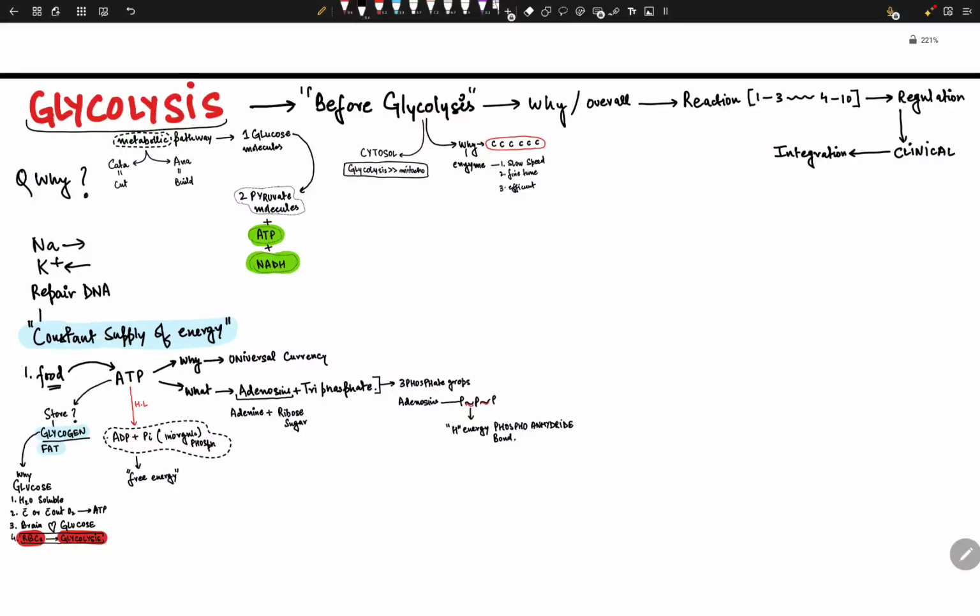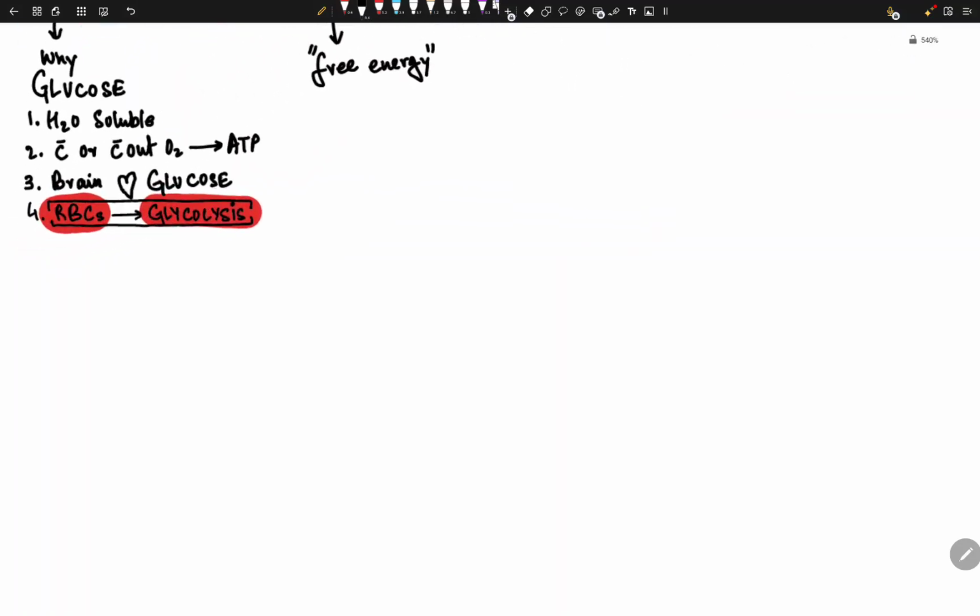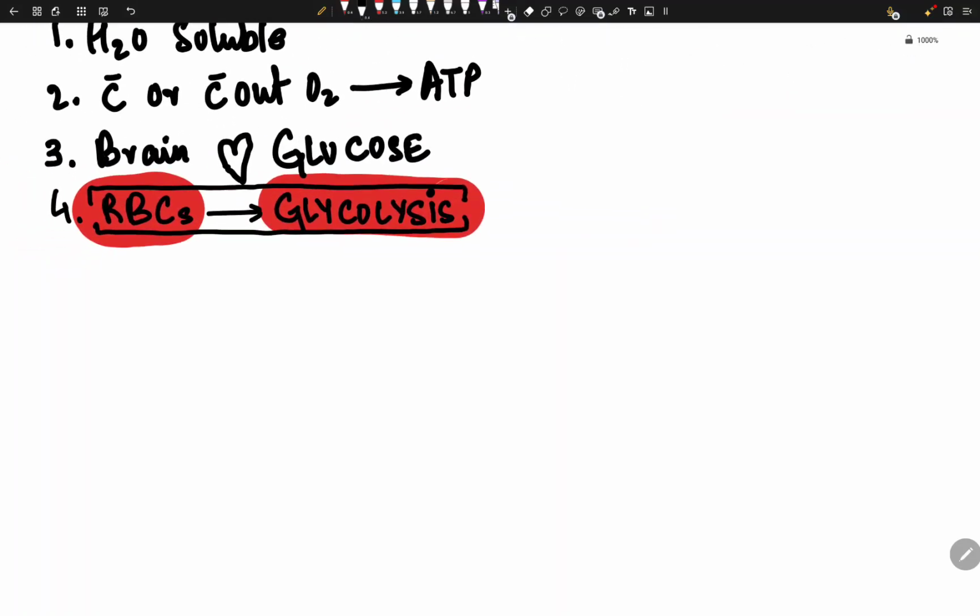We just talked about why before glycolysis, right? Now, one thing I want you to think about is when does glycolysis become essential? Which cells absolutely depend upon glycolysis? Again, there are these RBCs, because RBCs don't have mitochondria. If RBCs don't have mitochondria, they will not have any TCA cycle. What is the TCA cycle? We'll talk about it in a future video.